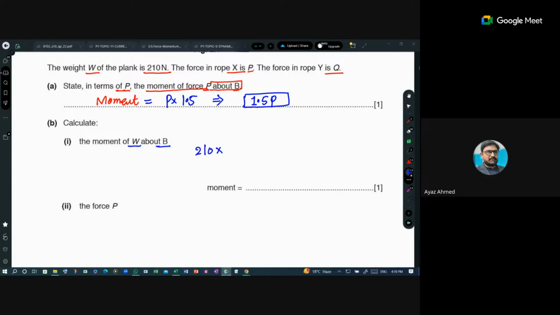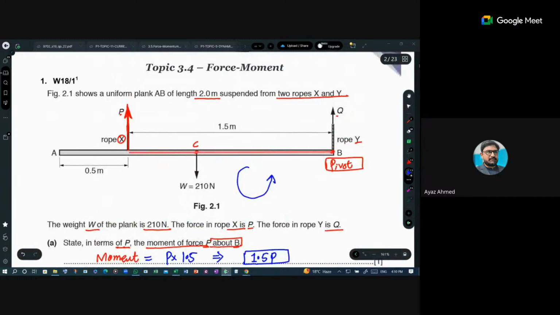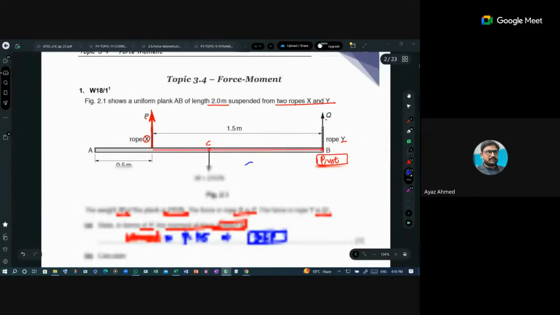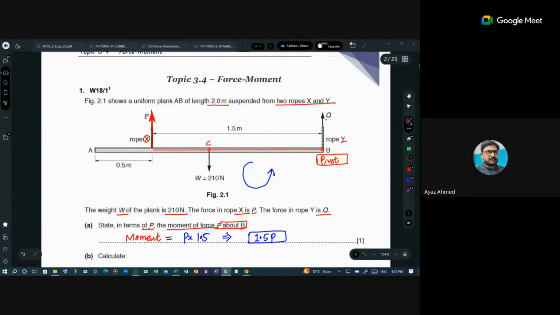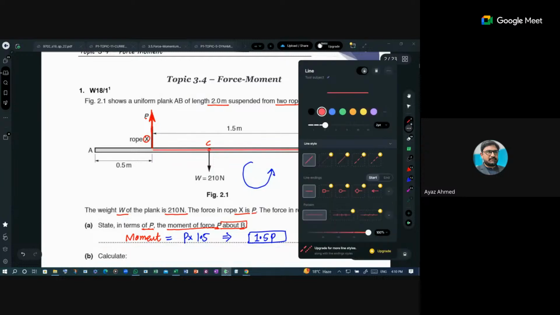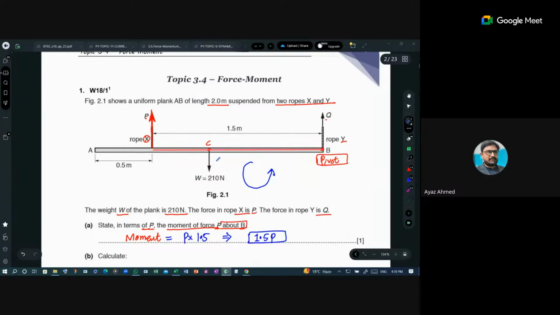What is the distance over here? Is it the whole distance, the full distance, or just the distance from this point to the pivot? Where is your W acting? W is over there, and the distance from W to B. So it is midpoint, right? Okay, so midpoint means from this one point to this point.